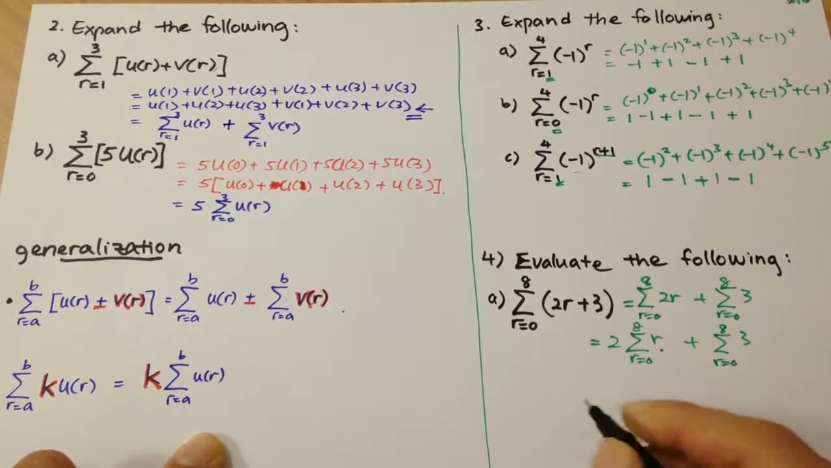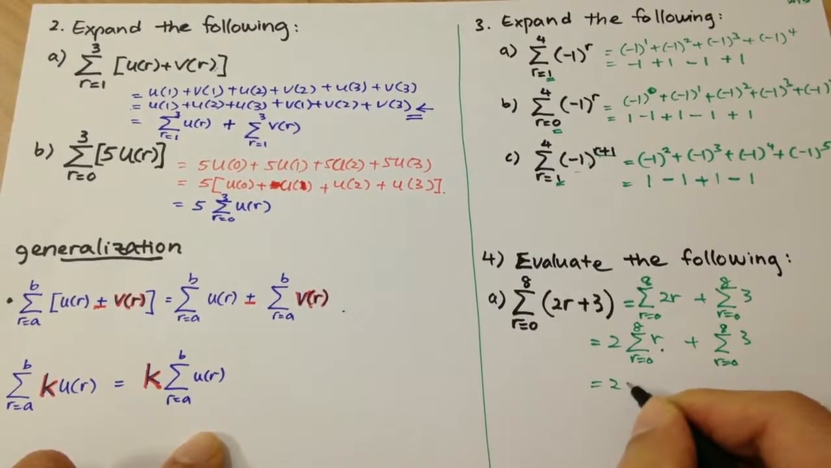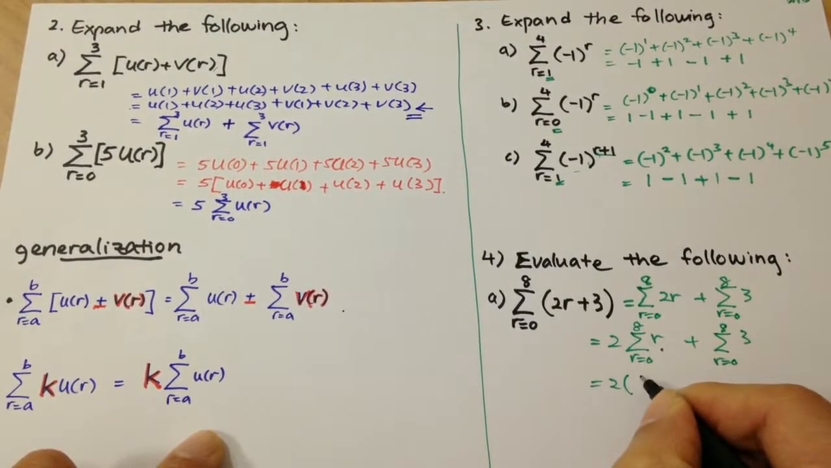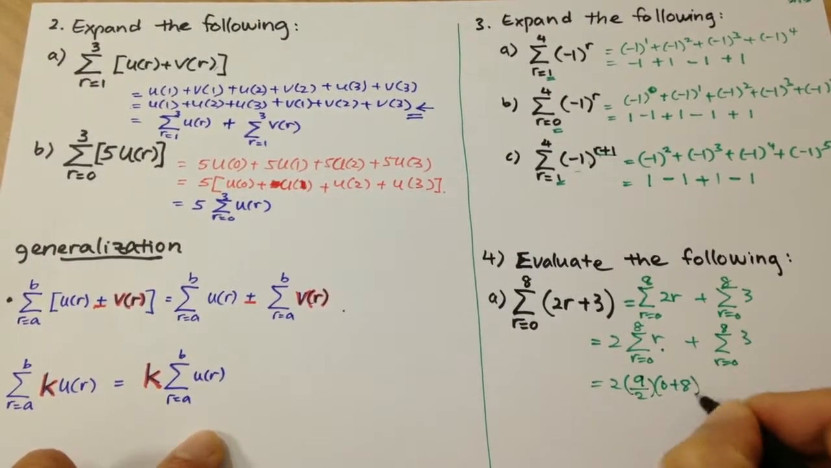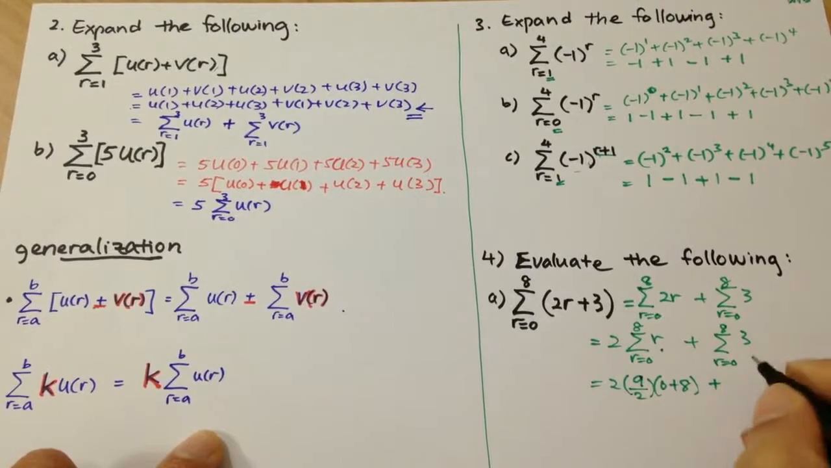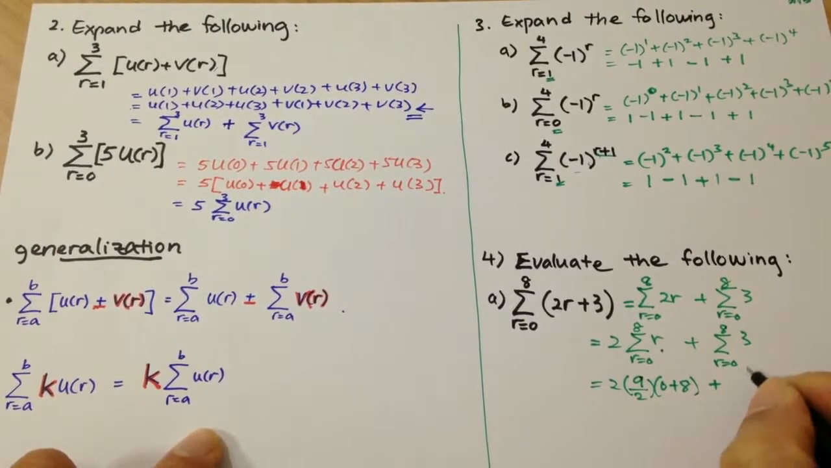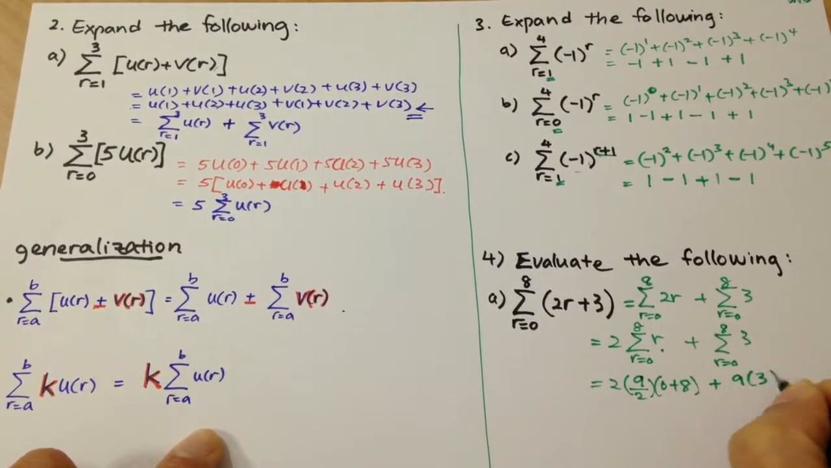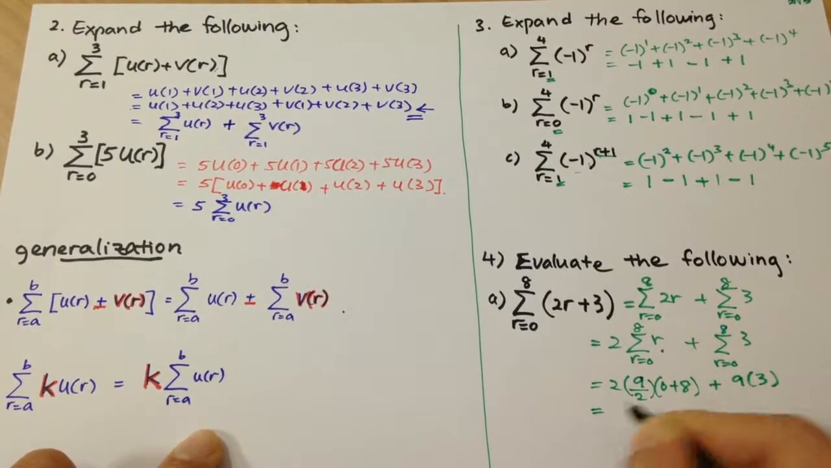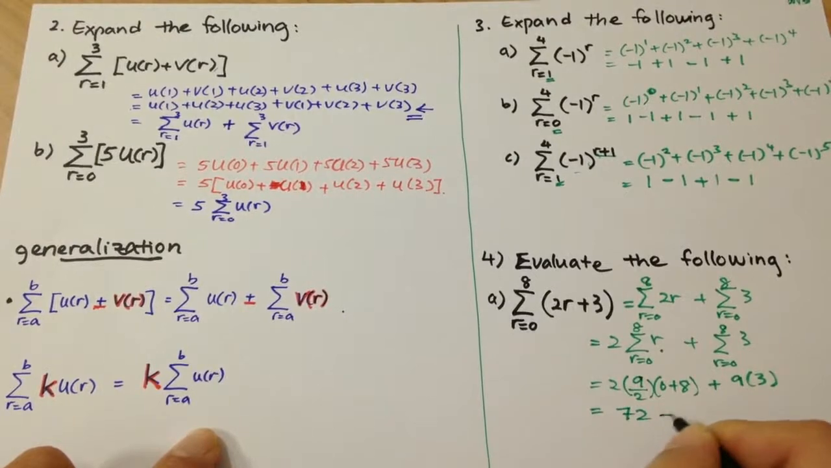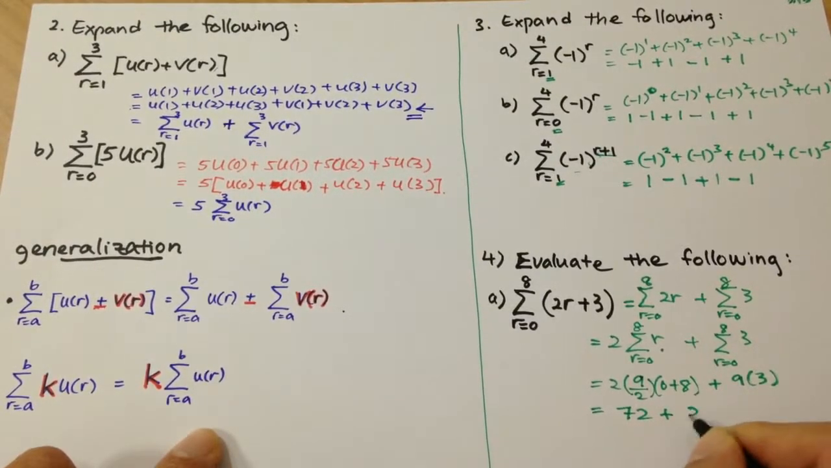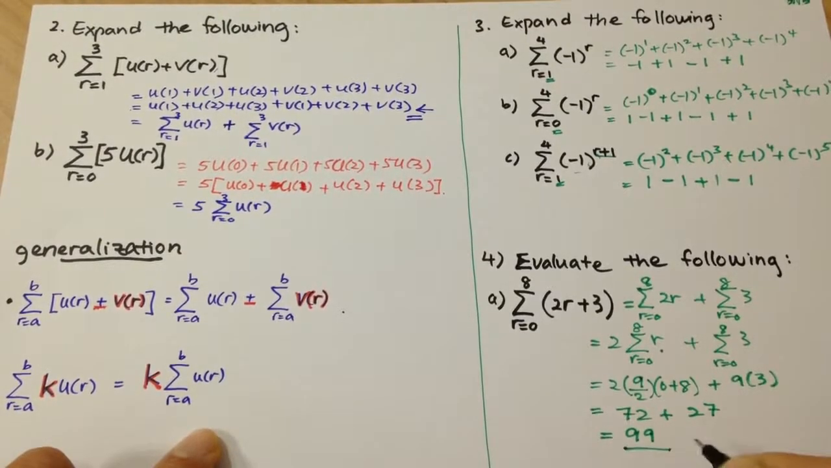and this is an arithmetic series. So that will be 0 to 8, 9 terms divided by 2, and then 0 plus 8. Plus here, 0 to 8 is again 9 terms, 9 times 3, right? So here we have 9 times 8 is 72, plus 9 times 3 is 27. So I have 99 as my answer.